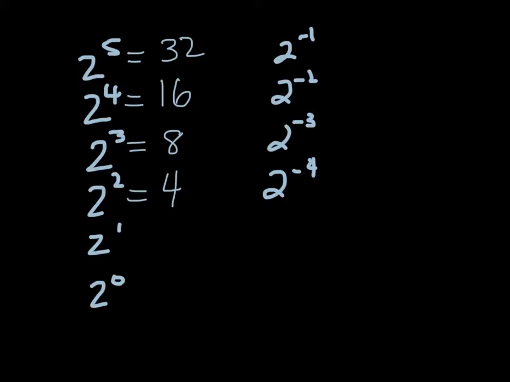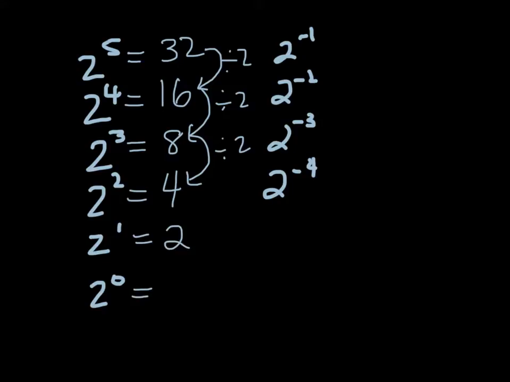I just want you to see the pattern as to what is happening between these numbers as we count down. If you can tell me that these are all getting divided by 2, then you are correct. We're going to continue this pattern, so you can tell me without having to do the actual work. 2 to the power of 1 is 2. We keep going with that pattern. If I keep halving it, then 2 to the power of 0 will be 1.